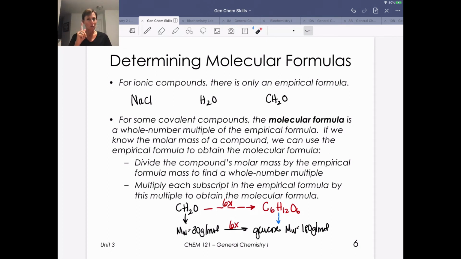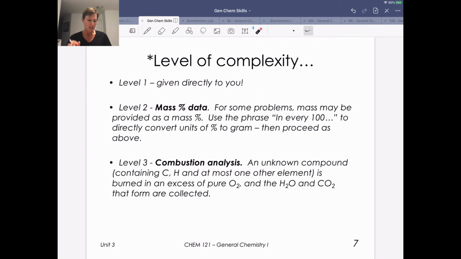All right, one more slide here. I know this was a little bit of a longer video, but chapter 3 is probably one of our most intense learning units. So the level of complexity that you're going to have for these molecular and empirical formula determinations is dependent on how directly information is given to you.